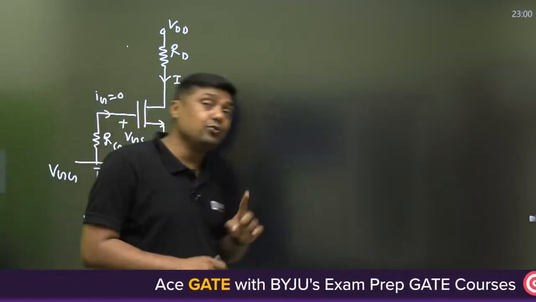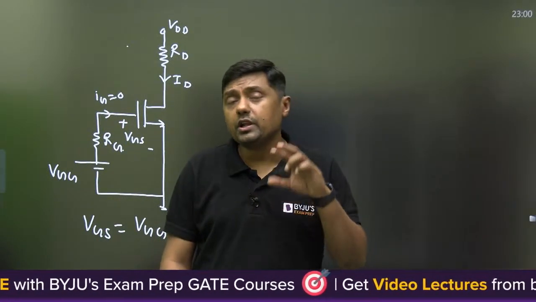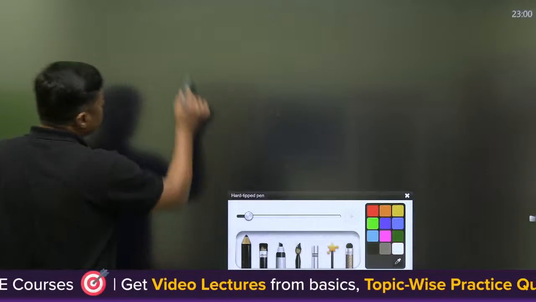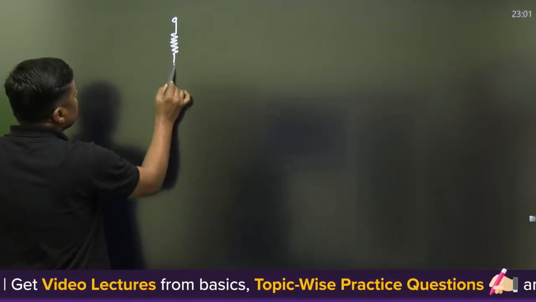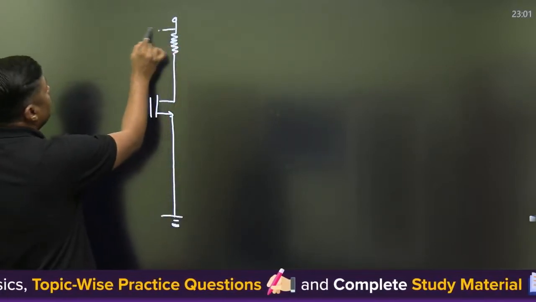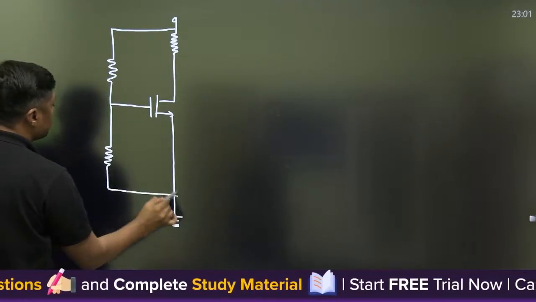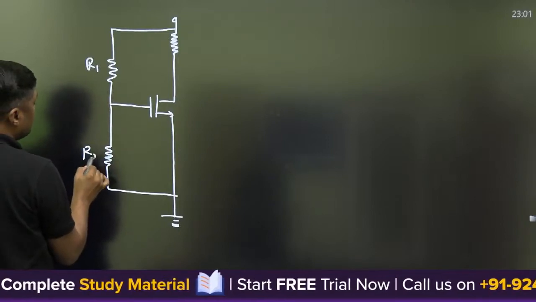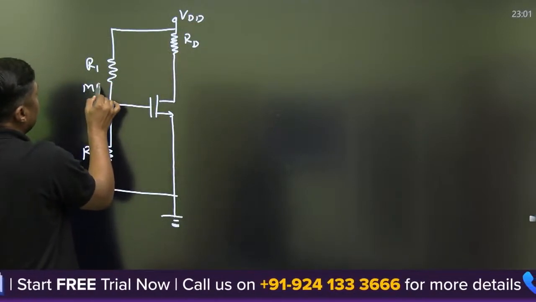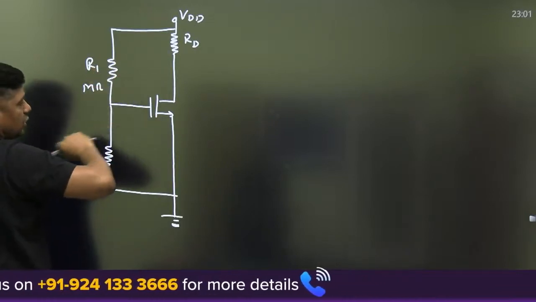And now we have to use a single battery. Then what can we do? We can use potential divider biasing. What is the potential divider biasing? Now, we are using the potential divider biasing here. This is R1, this is R2, this is VDD, and this is RD. Remember, these resistors are in the range of mega ohm in case of MOSFET.